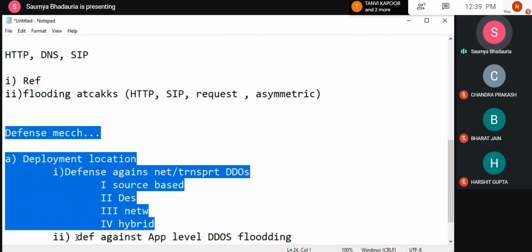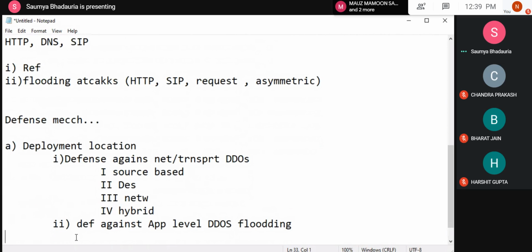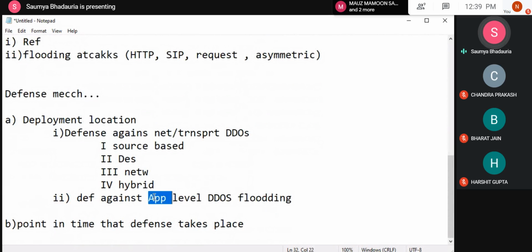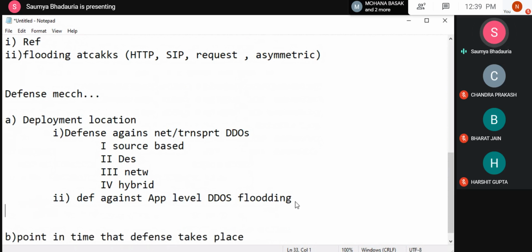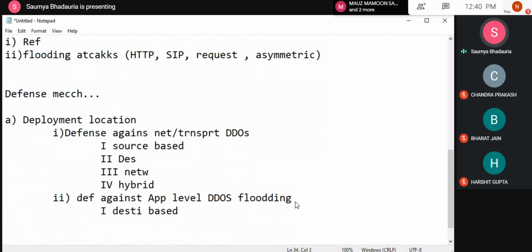Now, the other thing, on the basis of the packet which is flowing, is majorly of an application layer. I can have first one which is destination based. I'll explain all of these in detail. And you can have hybrid.